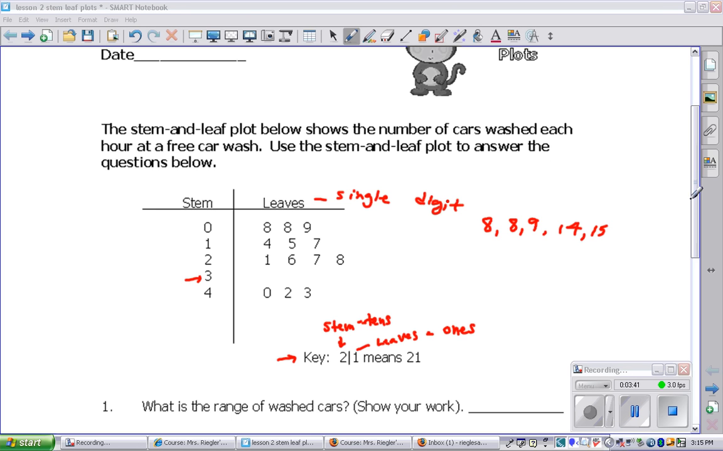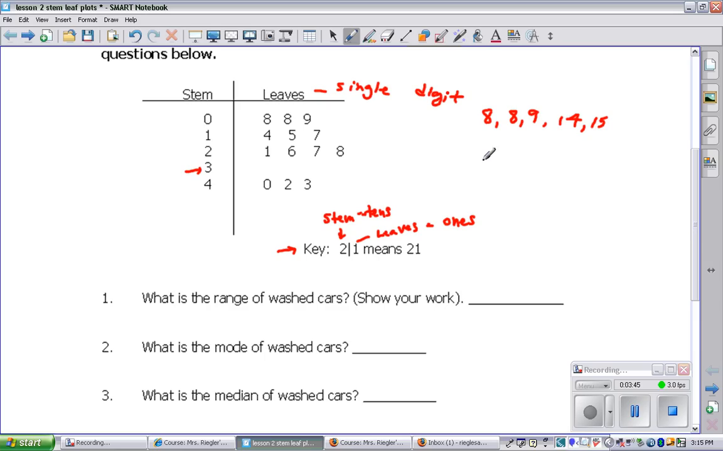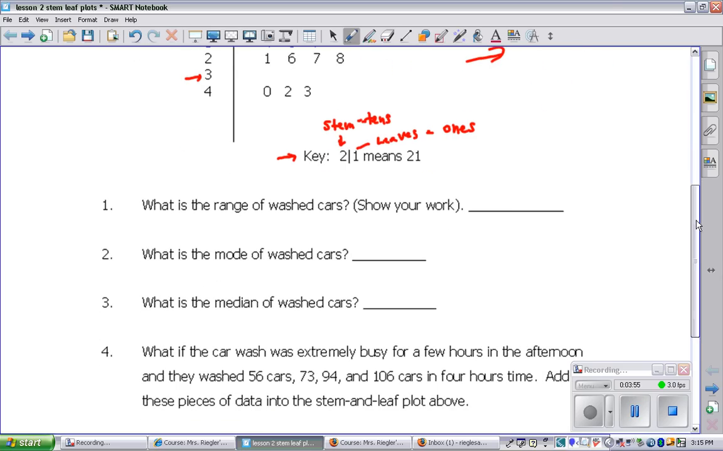So based on this, we're going to use this organized list of data instead of a list like this, to help us answer those questions. A lot of these you could really probably do without my assistance, but let's go through them quickly on our own. It says, what is the range of washed cars? If you remember, the range is highest minus lowest. So what is our highest value?